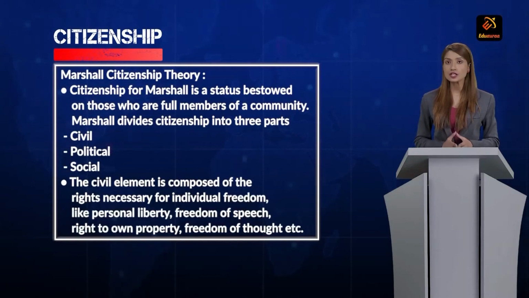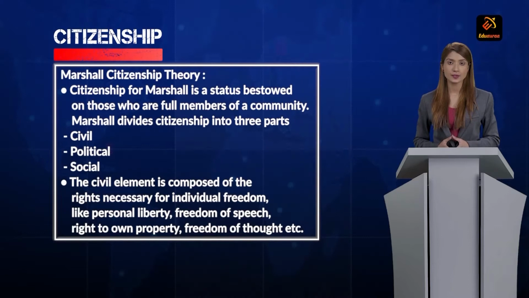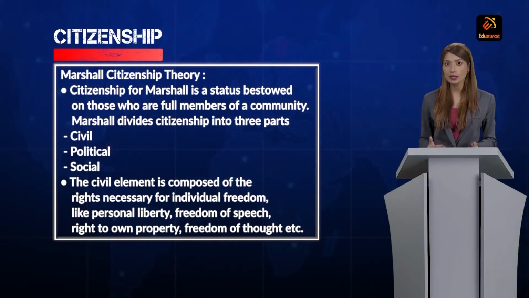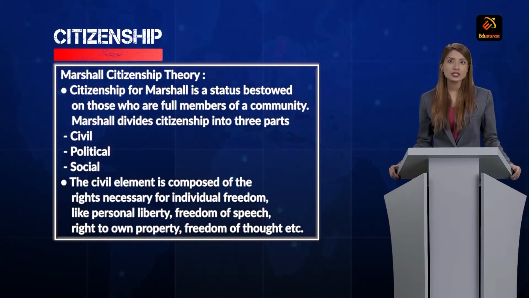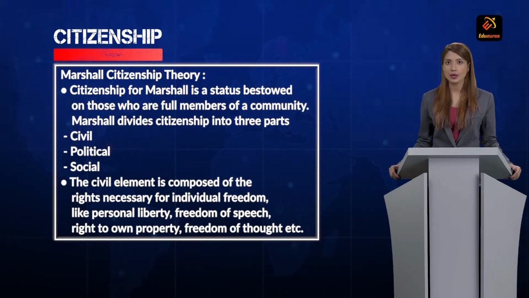Then we talked about Marshall's citizenship theory. Citizenship for Marshall is a status bestowed on those who are full members of a community. Those who possess this status are equal with respect to the rights and duties that come with it. However, there is no universal principle that determines what those rights and duties shall be. Marshall divides citizenship into three parts: civil, political, and social.